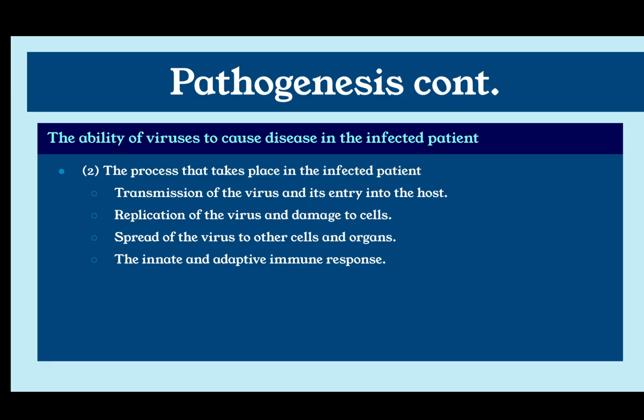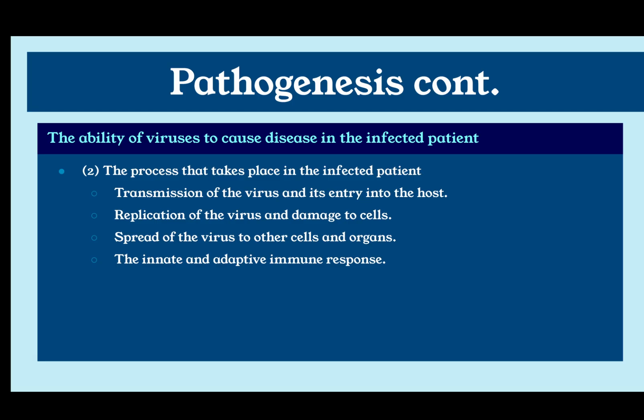The other distinct level of pathogenesis is the process that takes place in the body. First, the virus has to be transmitted and enter a new host. There are several different routes of transmission for viruses, including respiratory droplets, direct contact with bodily fluids, contaminated surfaces, ingestion of contaminated food or water, and vector-borne spread from insects like mosquitoes or ticks.